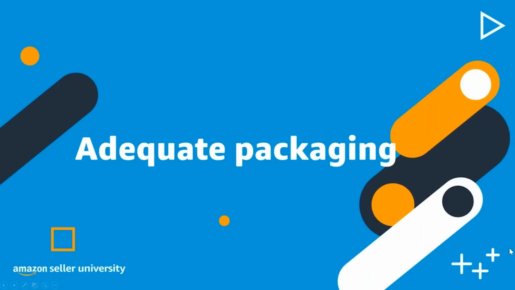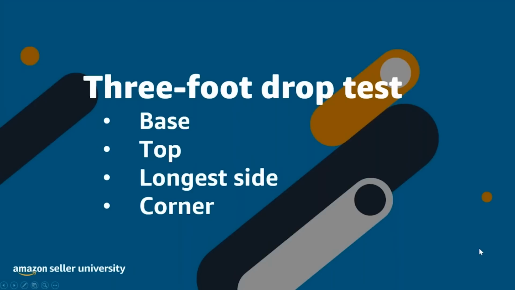The next one is adequate packaging. Fulfilling your orders with care using adequate packaging can prevent a product being damaged. So when preparing a shipment, make sure that you should be able to pass what's known as a 3-foot drop test. A 3-foot drop test basically consists of the following. You want to drop your box 6 times at different angles from a 3-foot base. Basically, you want to drop it flat, on its top, on the longest side and the shortest side, and finally on corners.